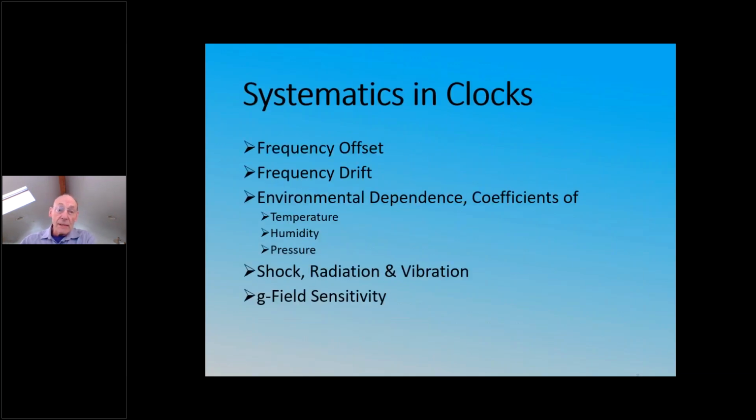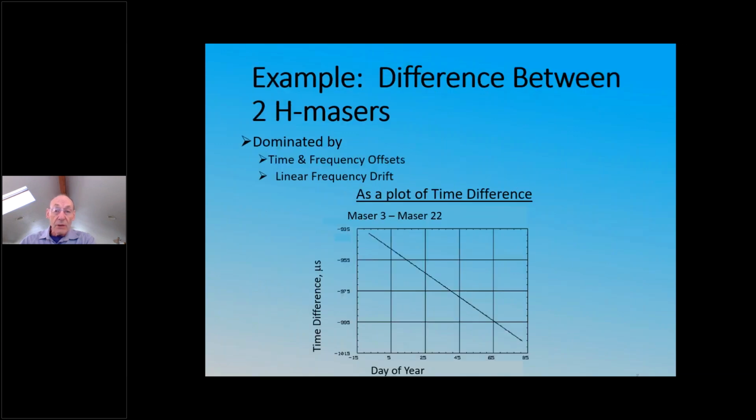Okay, systematics. As you saw, there's a frequency offset, there's a linear frequency drift. There can also be environmental dependencies. I'm not going to talk much about those, or shock, radiation, vibration systematics, or gravitational systematics. So here's the example I'm going to be using.